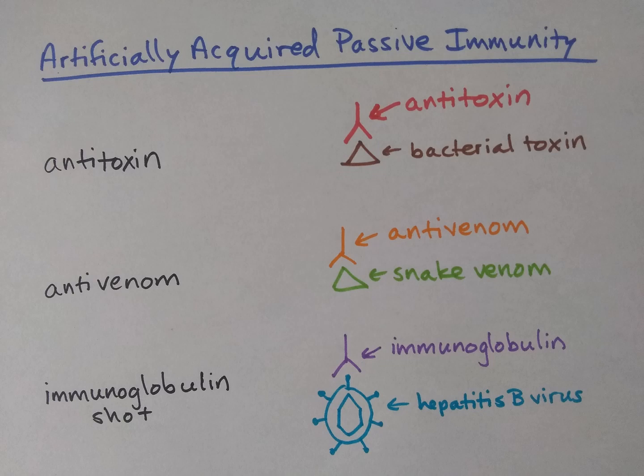So there's a number of diseases that we can treat with immunoglobulin shots if you happen to get exposed to them. So rabies would be another one, RSV virus, respiratory syncytial virus in infants and children. We can also treat with that too.